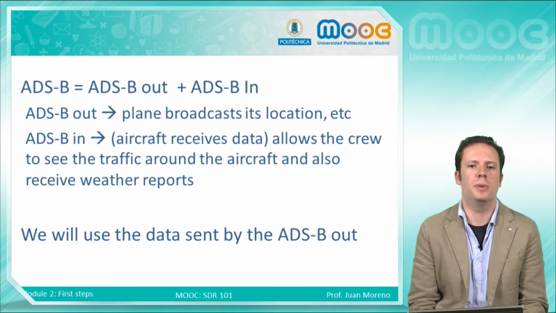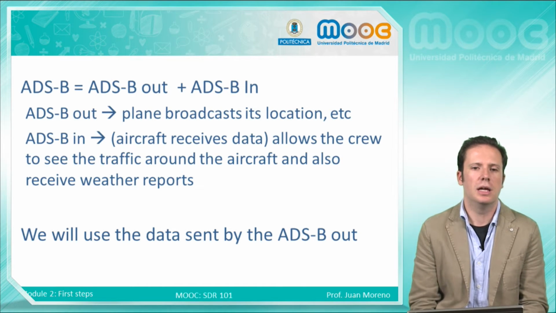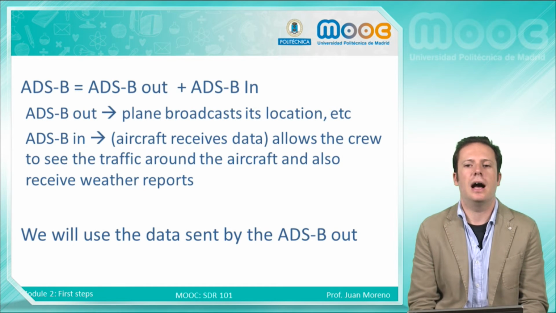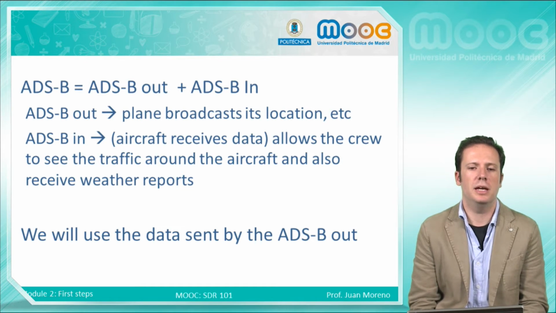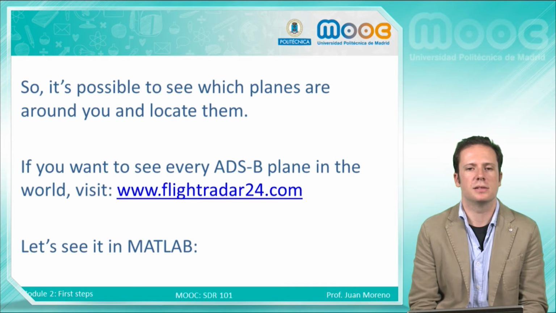This service has two parts. One where the airplane broadcasts, this is transmits its location, speed, and so on. This is the ADS-B out. And also there is the ADS-B in, where the aircraft receives data. This data allows the crew to see the traffic around the aircraft and also to receive weather reports. Of course, we only will be able to see the ADS-B out. This is the information that the plane broadcasts.